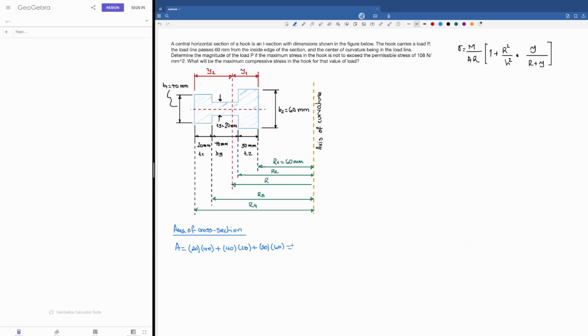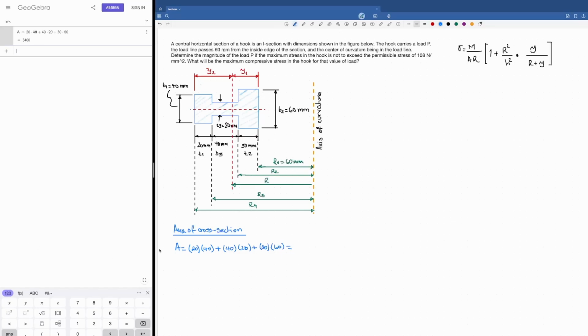Then the area is going to be, let's go to the calculator. It's going to be the total area of that compound figure, and I'm going to call it A, equal to 20 times 40 plus 40 times 20 plus 30 times 60. And that's 3,400 square millimeters. We already found one of the values that we need for our formula that would allow us to calculate the bending stresses according to the Winkler-Bach theory.